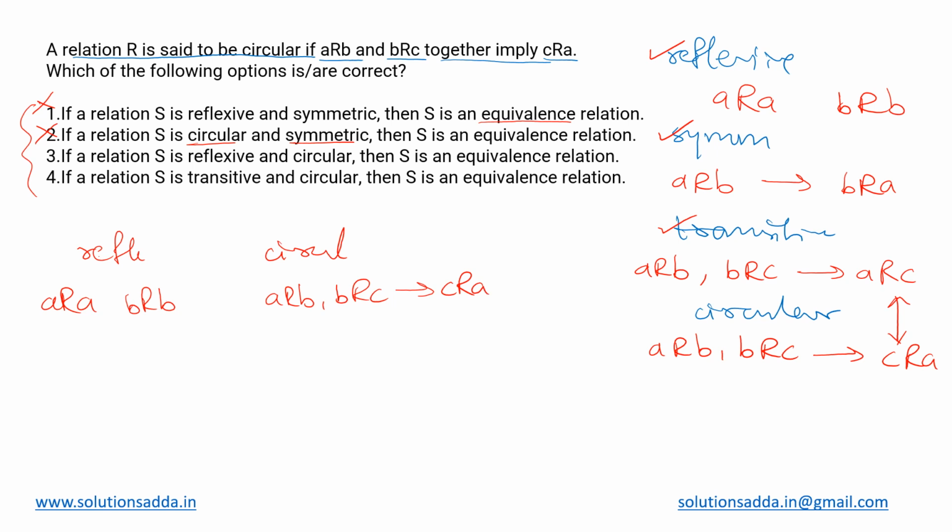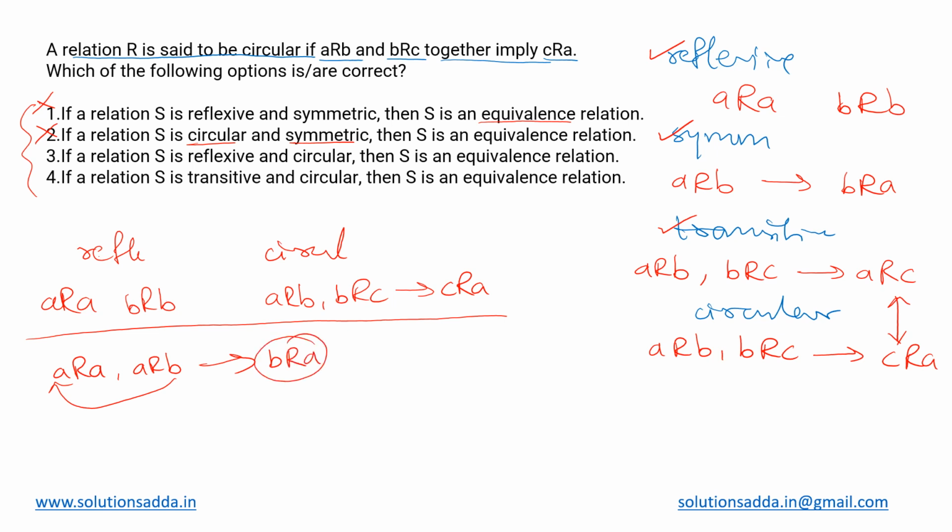Now here we can say that since it is reflexive, let us say A relates to A and A relates to B are put together. Then after applying the circular property on this, what will this derive? The last one derives the first one, which means it will derive B relates to A, which means we are able to derive the symmetric property.